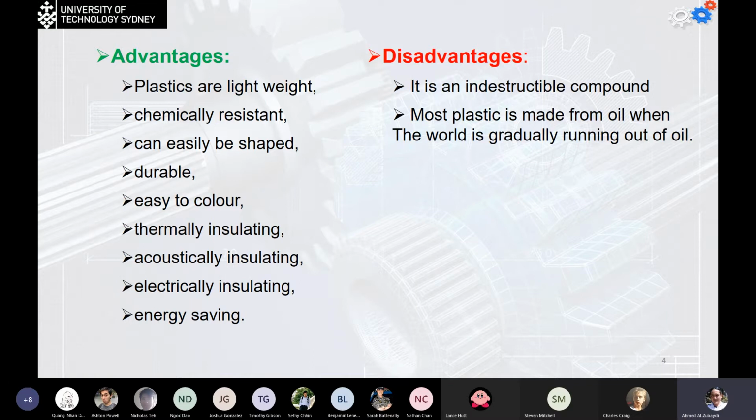The disadvantages are indestructible compounds that can last for hundreds or even millions of years. Even if they are melted, sometimes the compound gas that is given off is very harmful to health and the environment, and to the ozone layer, as you know. That's why they have a plan to reduce depending on plastic. Most plastic is usually made from oil, and the world is gradually running out of oil. We're going to have a problem with plastic.